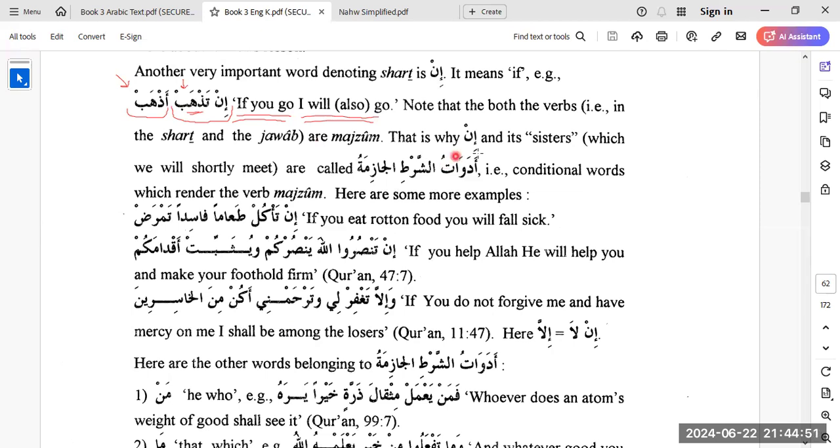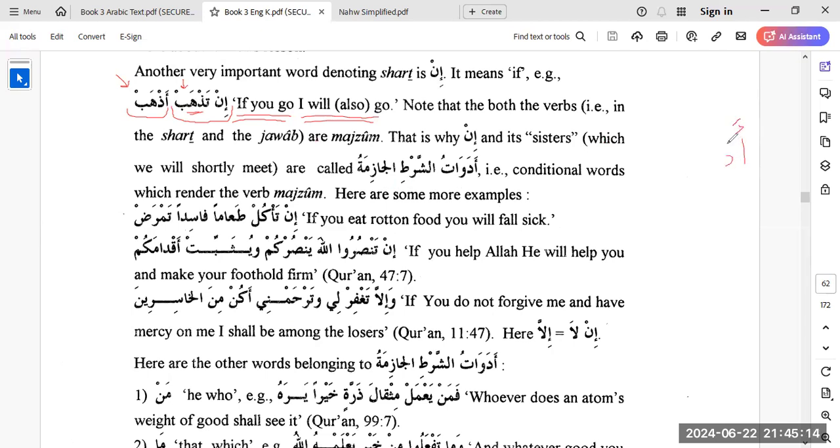And that is why in and its sisters. So we have in and its sisters, right? It will have its sisters. We're going to meet them in a while. So you call them adawatu sharti jazima. Adawat is the plural of adat.